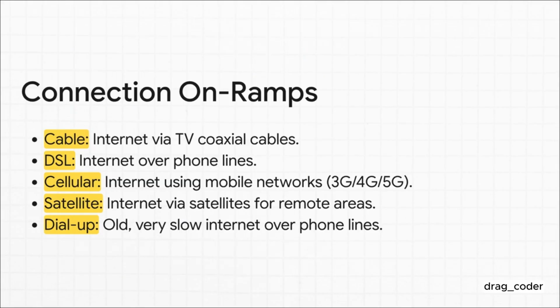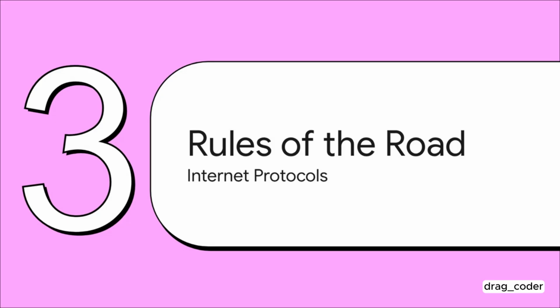So how do we actually get on to this superhighway? Well, there are a bunch of different on-ramps. You've got cable, DSL, your phone's cellular connection, even satellite. These are all just different ways to merge into that main flow of internet traffic. Now, you'd think that with billions of messages zipping around this global highway system all at once, it would be total chaos. But it's not. It all works incredibly smoothly.